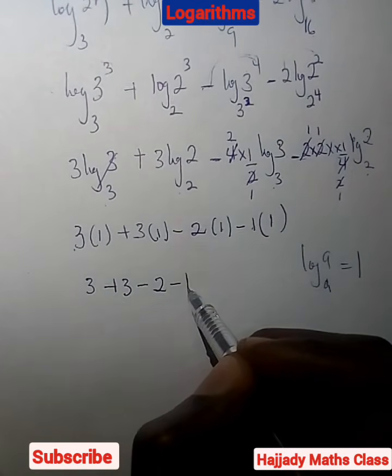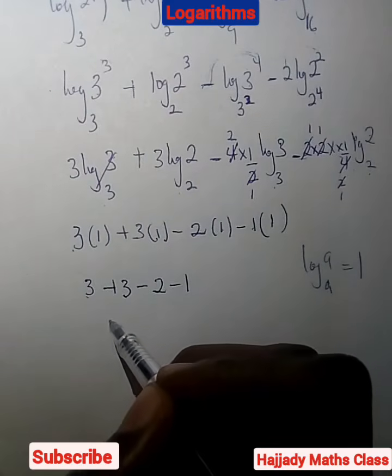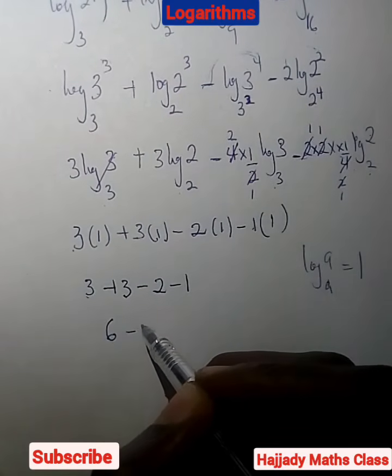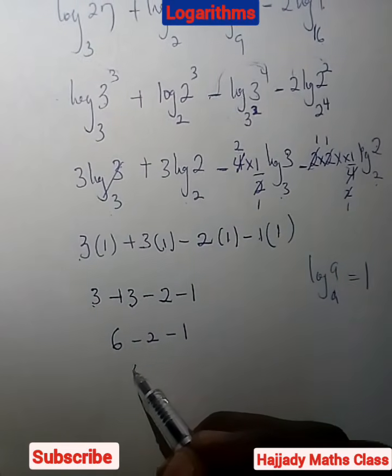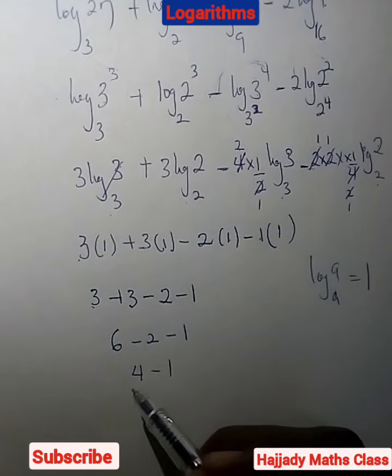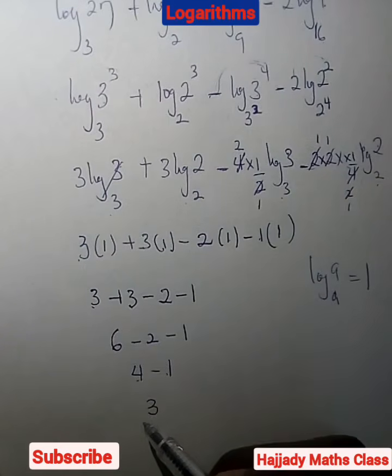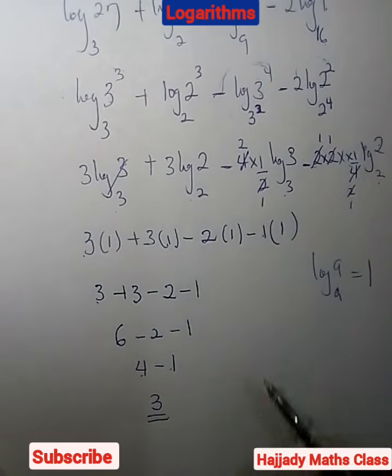3 plus 3 gives 6. Minus 2 minus 1. 6 minus 2 is 4, minus 1. 4 minus 1 is 3. And that is the end of it.